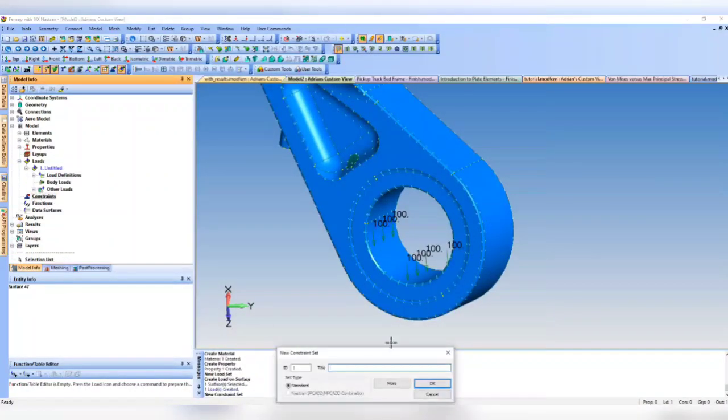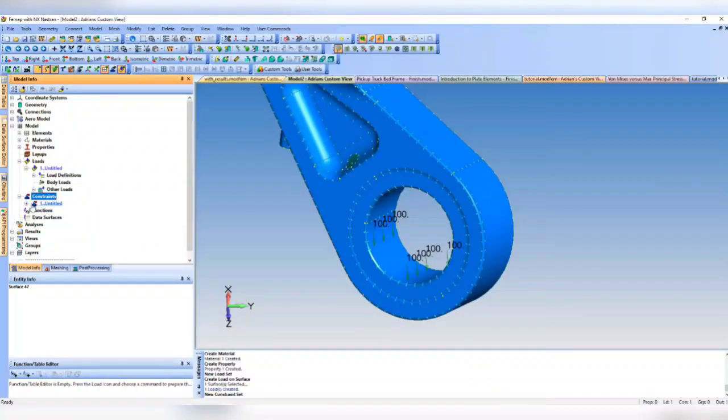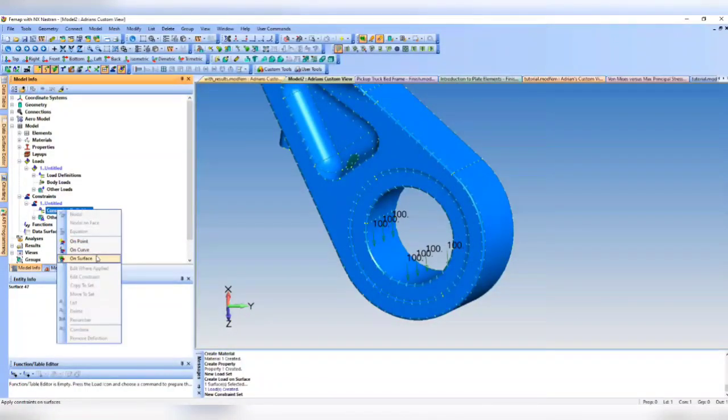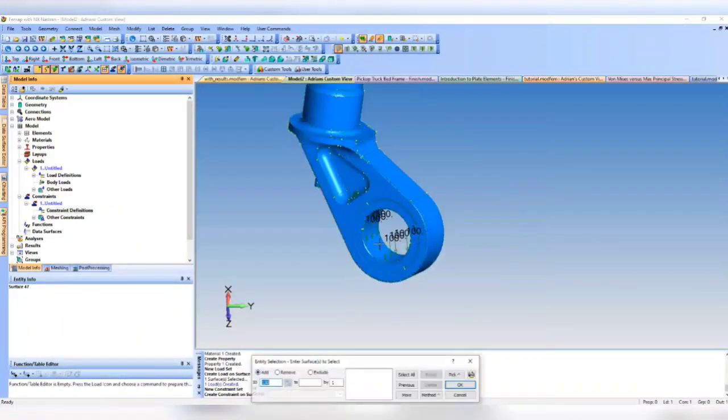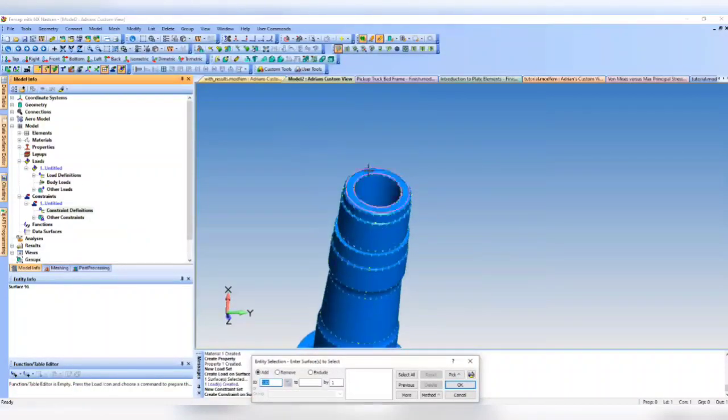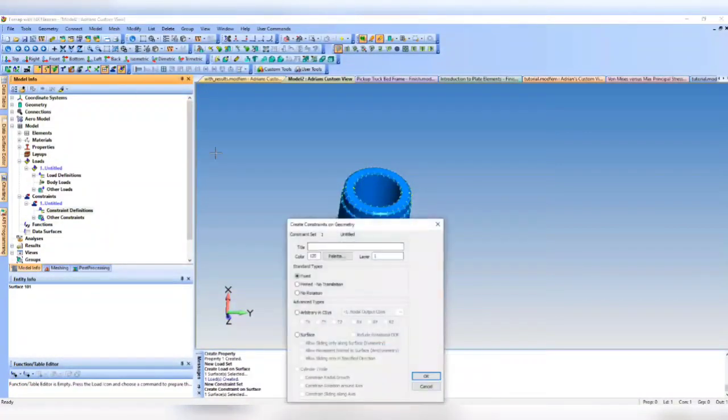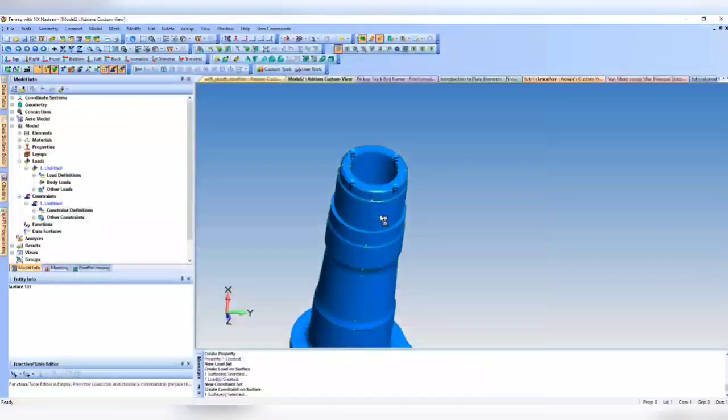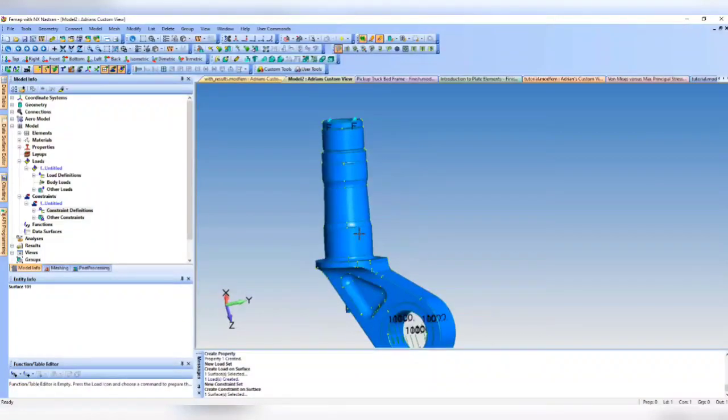We gotta apply constraints, right? We gotta figure out how to constrain the structure. So I'm gonna constrain it along this top surface, and I'm gonna fix it. It's gonna be fixed, and you can see that I fixed it.